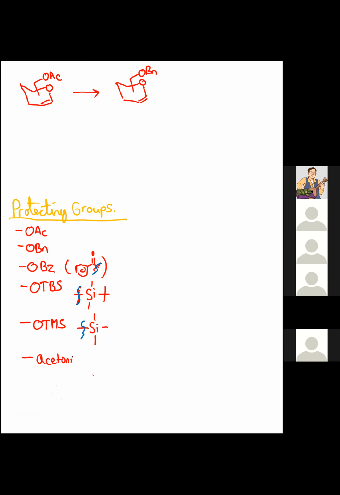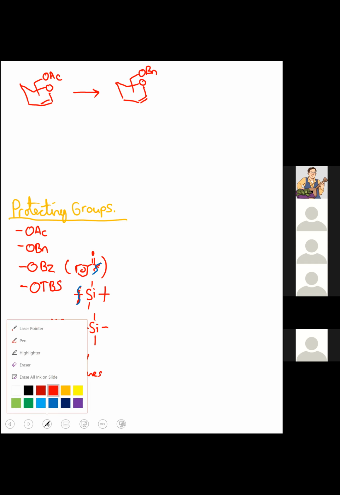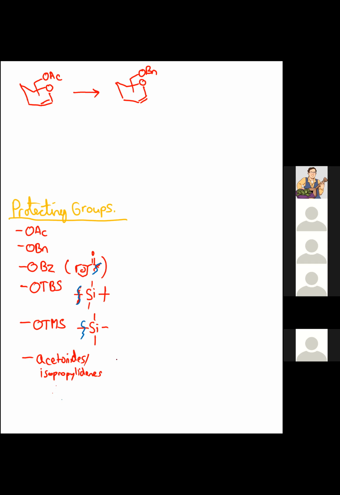Acetonides, we've already encountered them. Again, isopropylidene is the same term. I don't think I've ever actually written isopropylidenes as a plural. I think I always call them acetonides. Interesting. Okay. And the idea there is that you can have 2 oxygens attached. So again, the protecting group is that dimethyl, that 3-carbon piece.